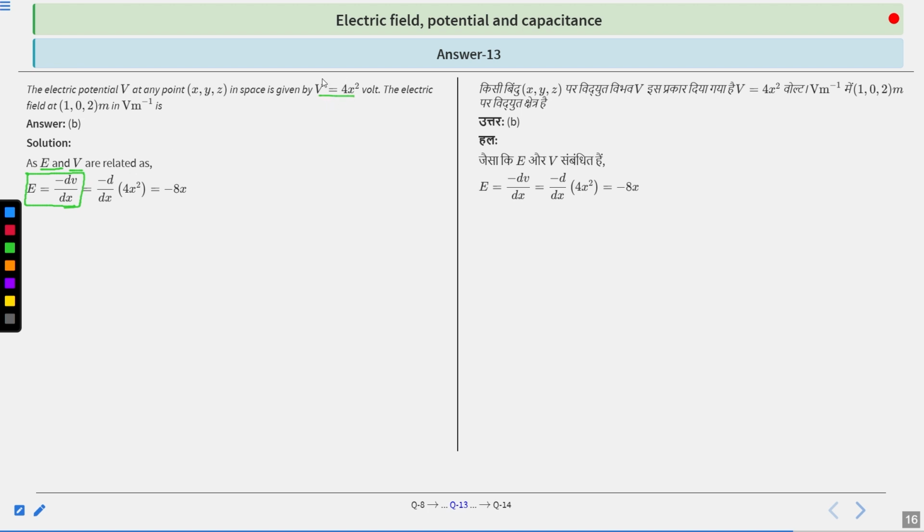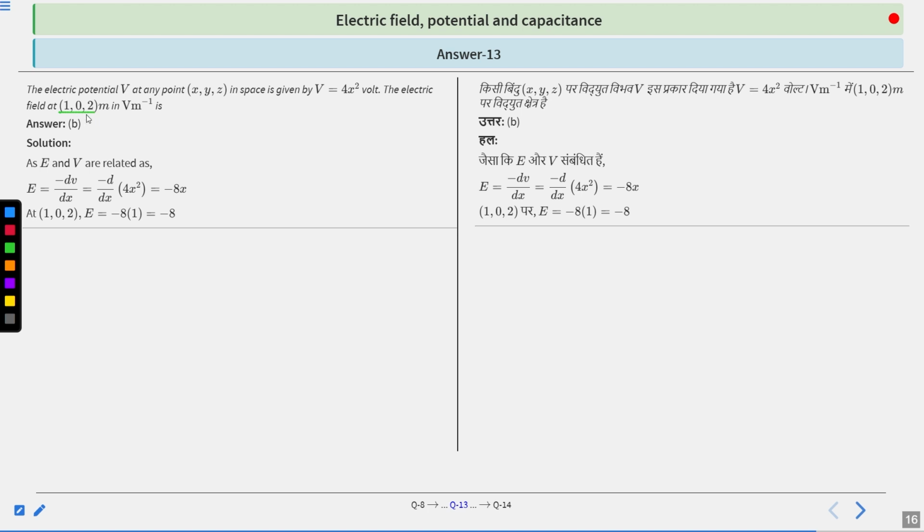So put this V value in this formula and take the derivative, you will get minus 8x. 4 is a constant and the derivative of x square is 2x. So 2x multiplied by 4 is equal to minus 8x. So minus 8x is the numerical value of E.